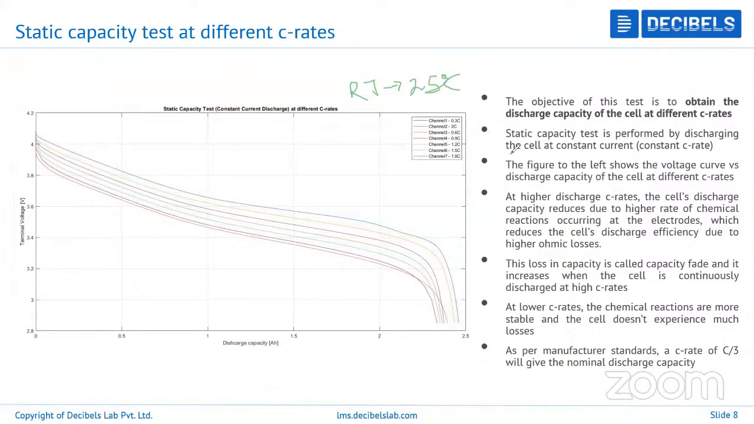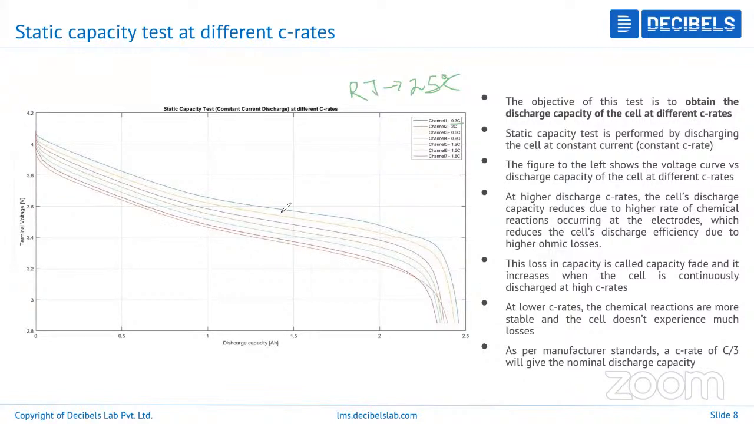Now we know the objective. It is basically to obtain the discharge capacity of the cell. We can perform this at different C rates. C rate is nothing but the magnitude of current being discharged from the cell. It can range anywhere from 0.3 C all the way up to 2 C. The cell is first allowed to soak at room temperature. Soak means it's allowed to rest, so that the cell achieves thermal equilibrium and chemical equilibrium.